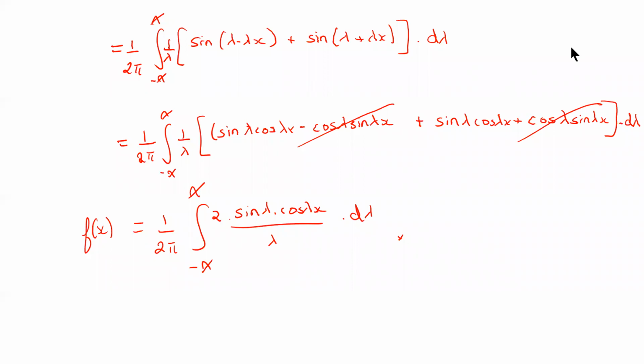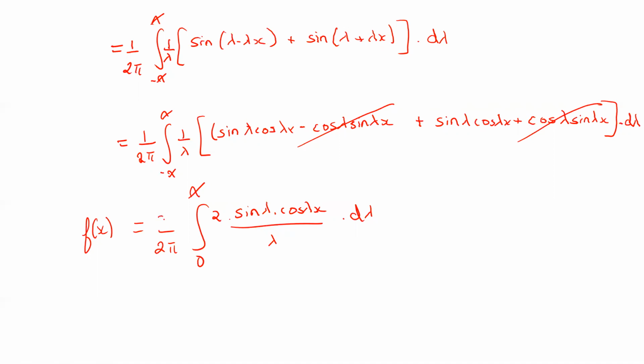Now notice that the function inside, sine lambda cos lambda x by lambda, is an even function. Cos lambda x is an even function, and sine lambda and lambda are two odd functions. When you multiply two odd functions, it becomes even, and even multiplied with another even function remains even. Therefore this quantity is an even function. So by the property of definite integrals, when you're integrating over symmetric limits, it is equivalent to evaluating twice that integral.